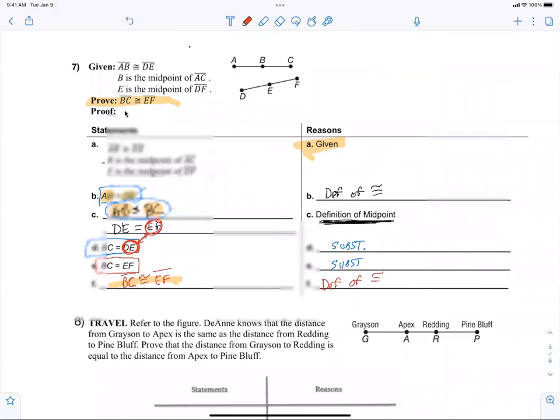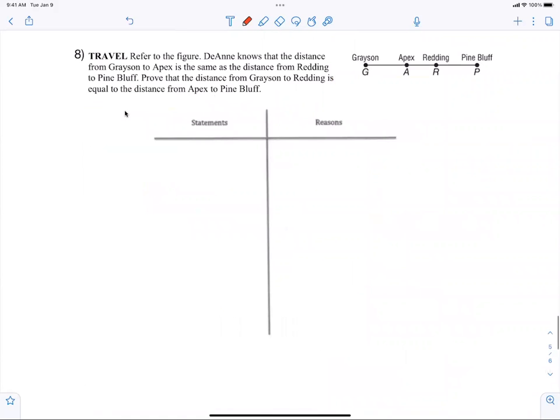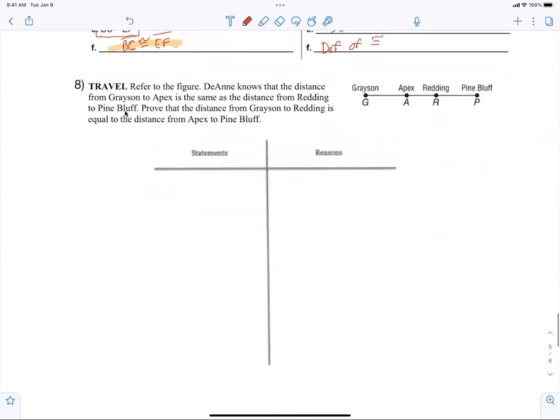All right, now look. Number 8 is how I like it, like a blank slate. You have to do it on your own. So let's do this. Let's pause the video for 5 minutes. Try it on your own. See if you can do it all on your own. I'll give you 5 minutes, and then that'll be it for today.